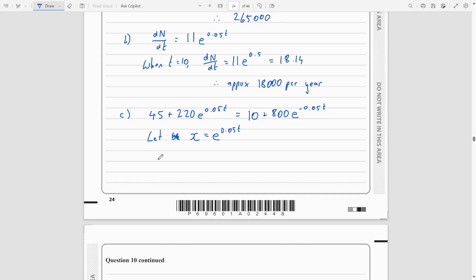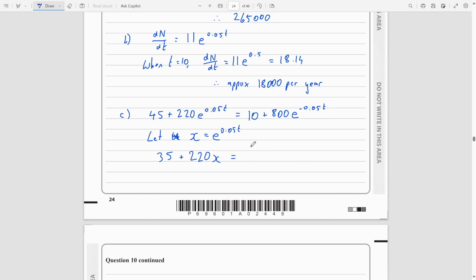Here's what we get. Subtract 10 from both sides and you get 35 here. This side is fairly straightforward then, it's just 220x. Over on this side, well, the 10's gone. Now what's this? e to the minus 0.05t is just 1 divided by e to the 0.05t, so that's 1 over x.